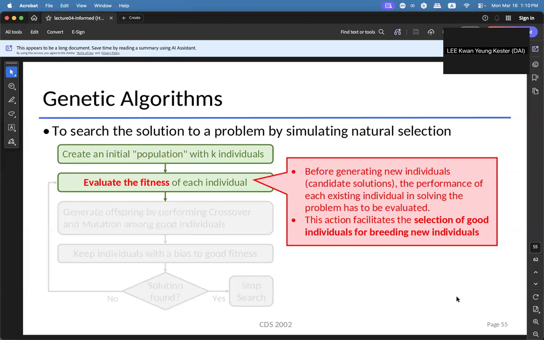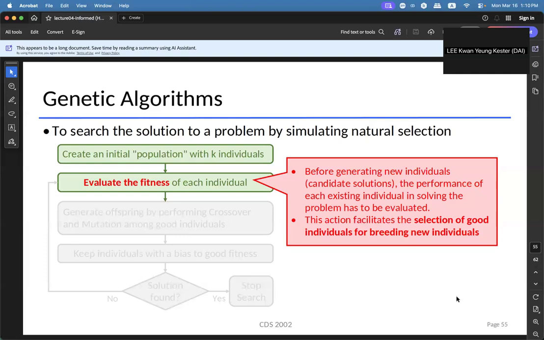In natural selection, the organisms that do not fit the environment will die and they never get the chance to mate. And in our algorithm, when we are evaluating the fitness, evaluating the objective value of each solution, we are facilitating the selection of good solutions for breeding the new individuals, for breeding the new solutions. So essentially, this step is to simulate the natural selection.